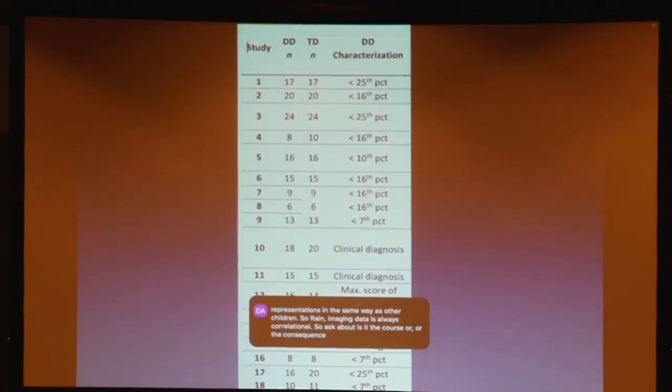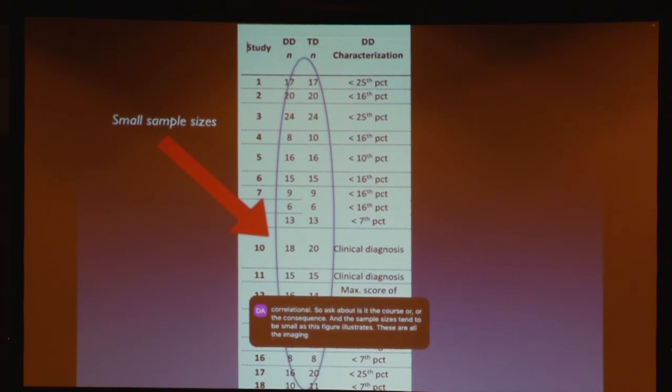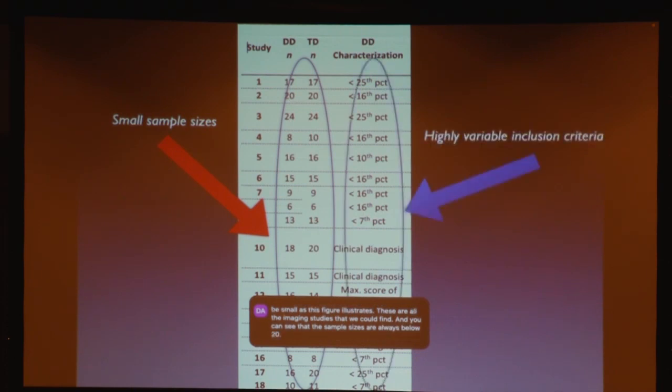And the sample sizes tend to be small, as this figure illustrates. These are all the imaging studies that we could find. And you can see that the sample sizes are always below 20. And again, variable inclusion criteria. So there's a lot of mess in the neuroscience literature around developmental dyscalculia.